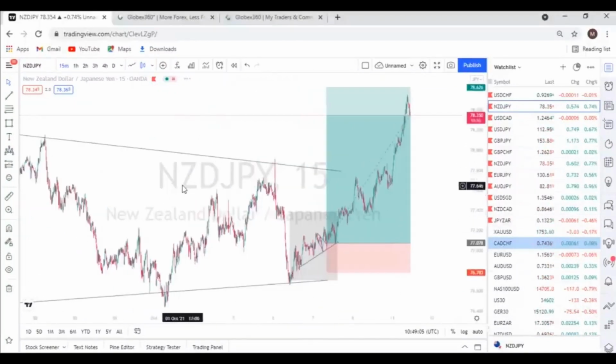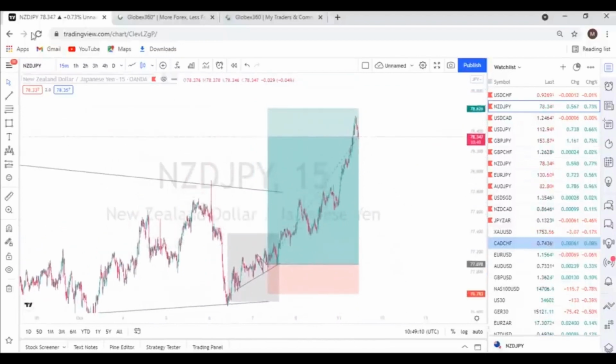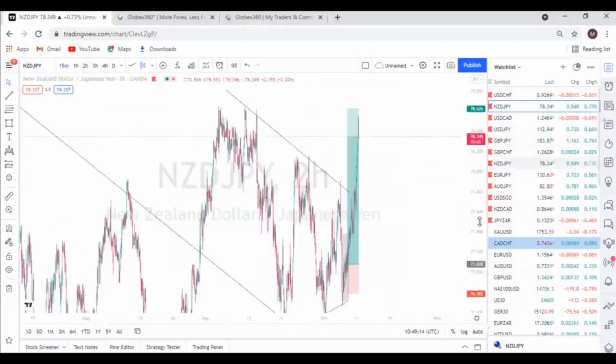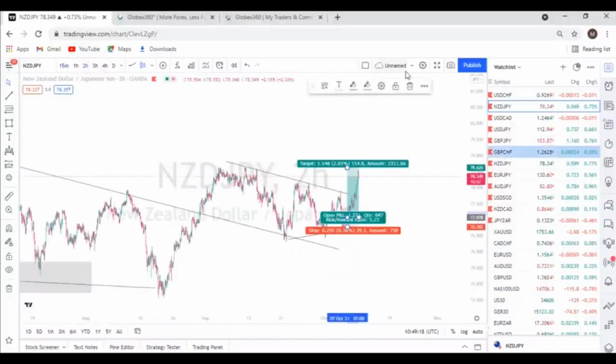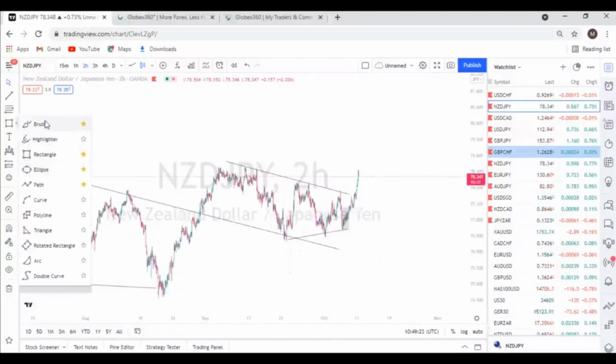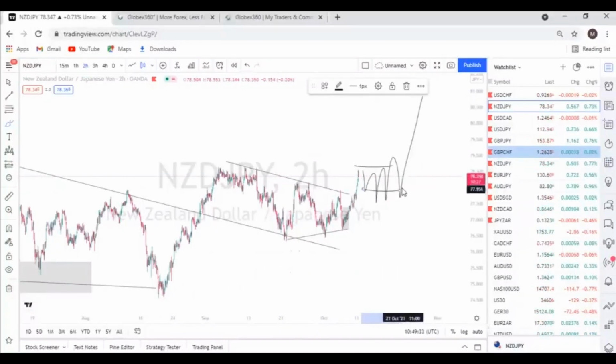So moving on, this was my NSDJPY trade, and the reason why I'm showing this right now is because it has potential. Let me just remove this. It has potential to create another correction right here, because it just broke this resistance, so it can move just like that. And at this point, the third touch is where I'm gonna base my trade off.